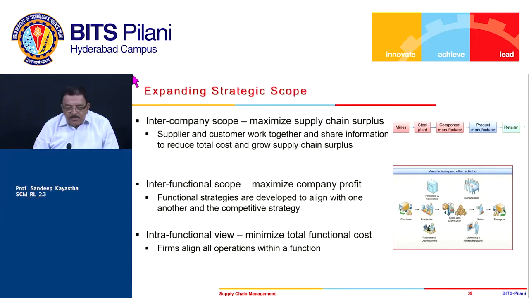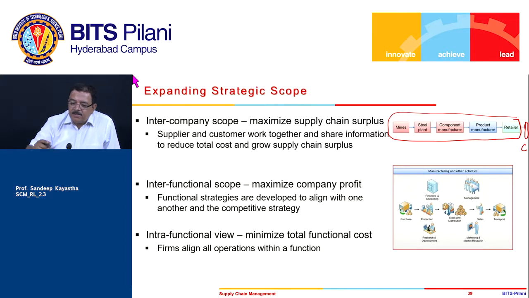So when we talked about supply chain, we have talked about two aspects. One is from the customer point of view, and another is supply chain capability. And we have mentioned in the first chapter that the objective of supply chain management is to maximize the supply chain surplus, which means profit of the mines, profit of the steel plant, profit of the product manufacturer and of the retailer.